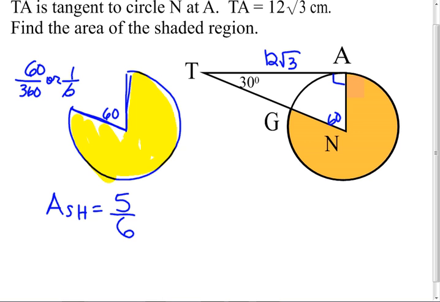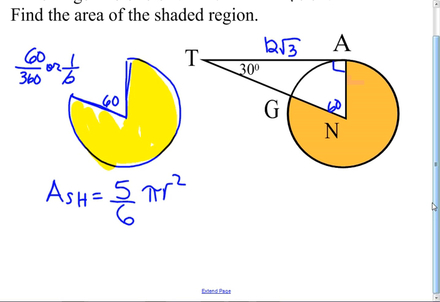Now, what's the area of a circle? Pi r squared. That's the number of degrees in a circle, 360. So what I'm doing is breaking it down. I labeled the side here, and I figured out what I want there. I want the yellow region, so it's 5/6 of the pie. What do I have to know to find the area? The radius.